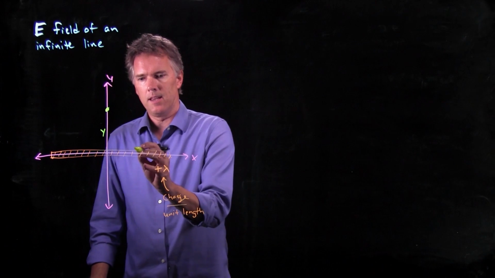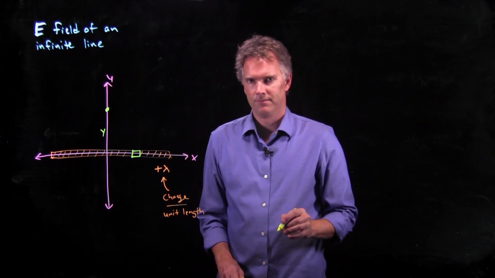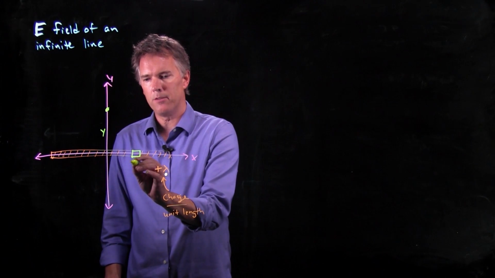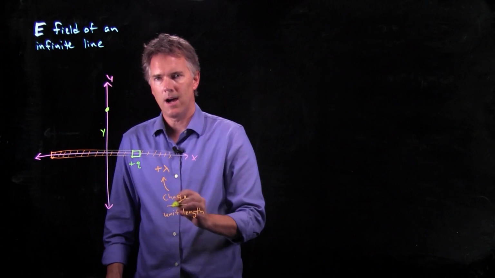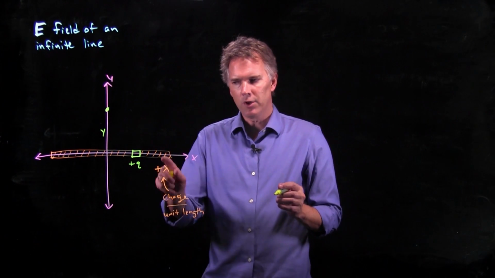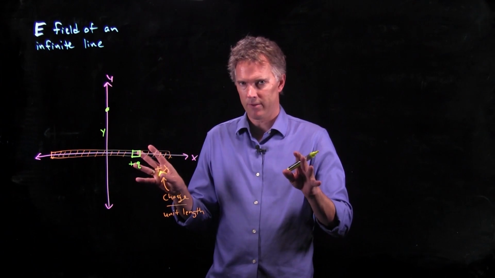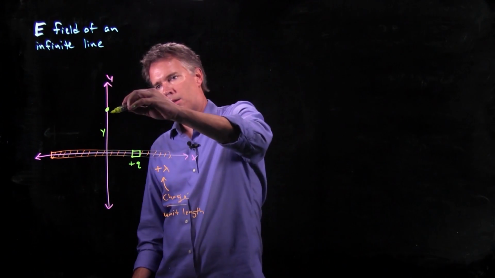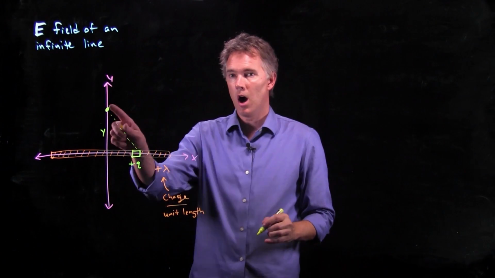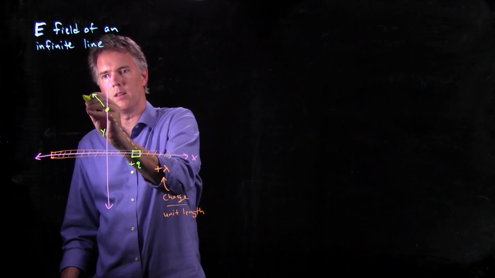Let's say that I take a little piece of this line right there. Okay? And that little piece of line has an amount of charge in it, positive Q. Now, positive Q charge means that electric field lines are coming out of it. So if I think about the electric field from that little chunk of charge up here at our point of interest, it's going to look like that.